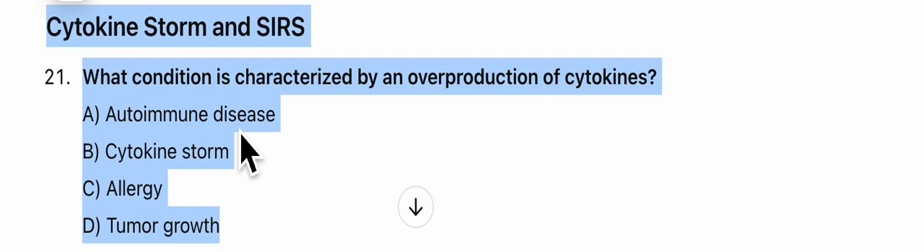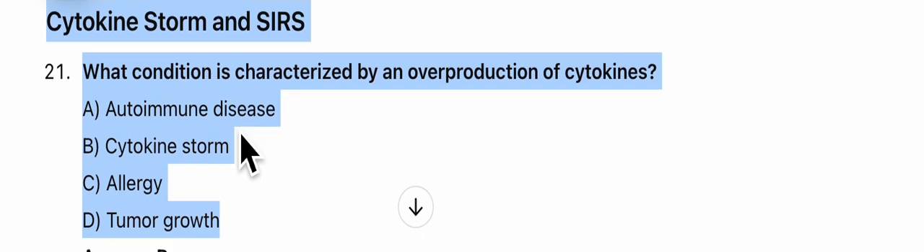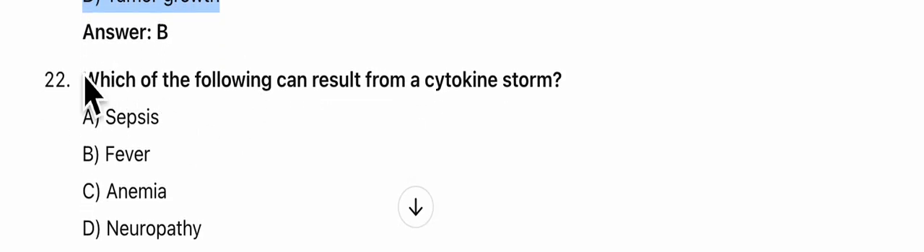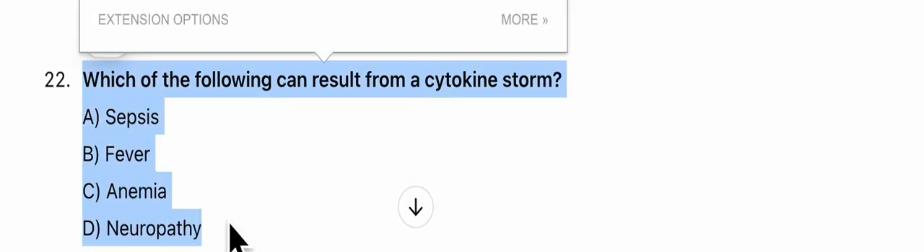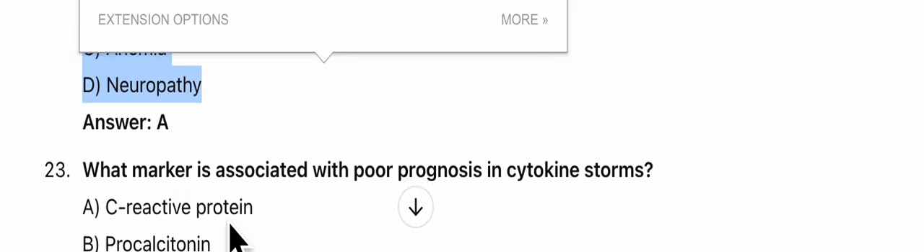Cytokine storm answers. What condition is characterized by an overproduction of cytokines? A. Autoimmune disease. B. Cytokine storm. C. Allergy. D. Tumor.